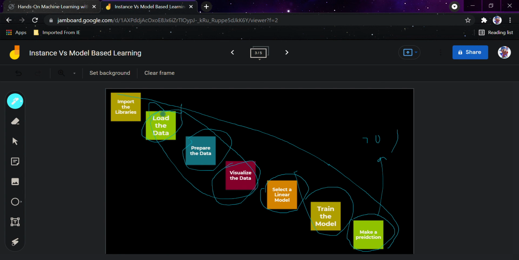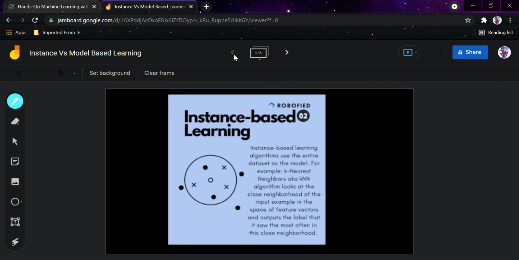You would again load the data, and you are going to prepare some more data this time. Suppose there were 40 examples, you would make 70 examples this time. Prepare the data, and out of that, I suppose only 60 examples pass. Now out of the 60 examples, you select a linear model, train the model, and make a prediction again. Suppose it gives you 90 this time. So this is model based learning.